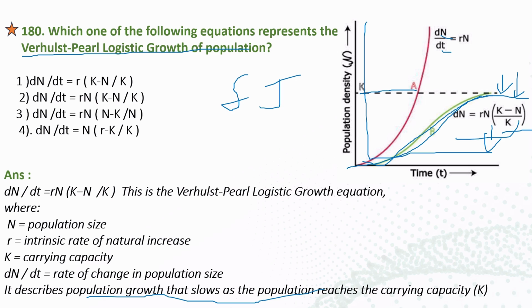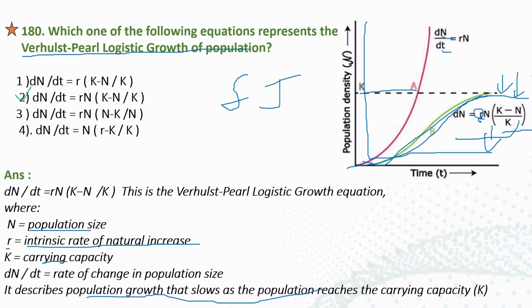So according to this, N is population size, r is the intrinsic rate of natural increase, and K is carrying capacity. So dN by dt means rate of change of population size. Here according to this, the dN by dt, the rate of change of population size, is equal to rN into (K minus N) by K. So here in this question the option 2 is correct.